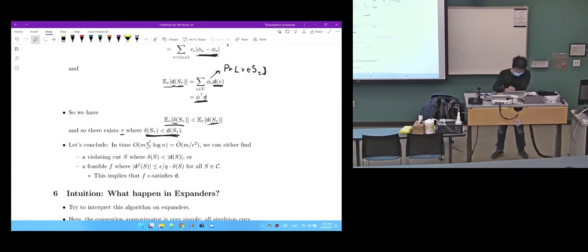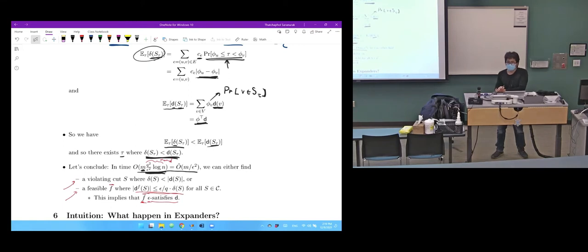So to conclude, you get this running time. Each round takes linear time, and there are this many rounds. This is just the number of rounds. And you either get a violating cut, or you get a flow that satisfies this, which implies that this flow, basically F bar, epsilon-certifies D. Okay, so that completes the algorithm.